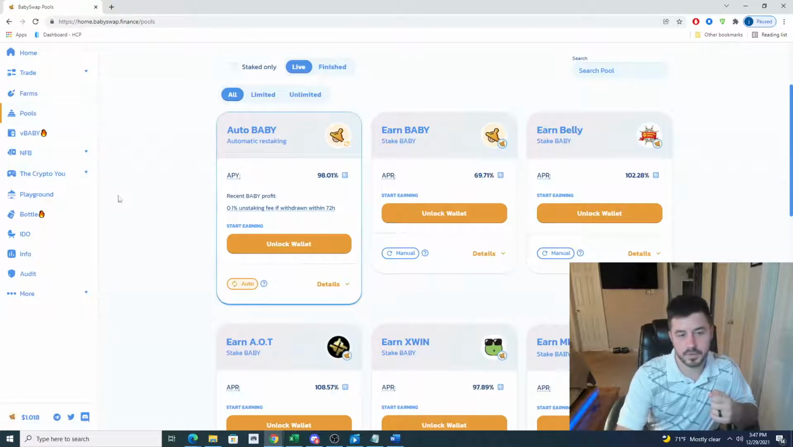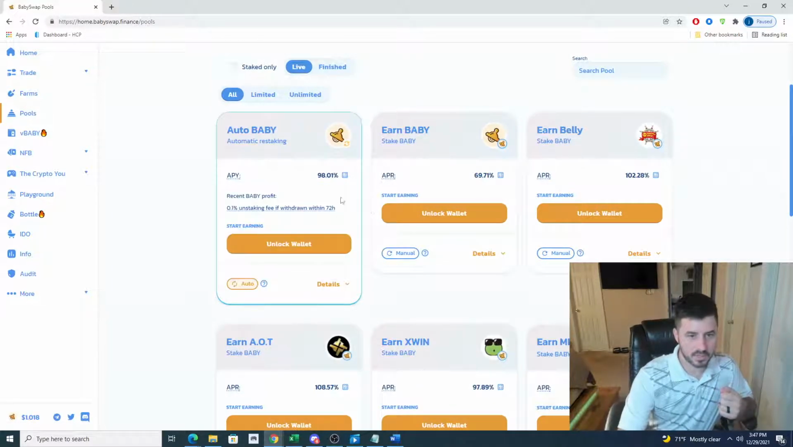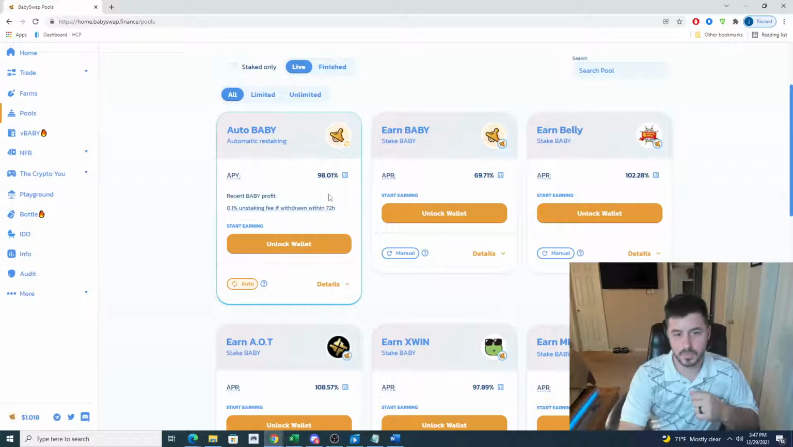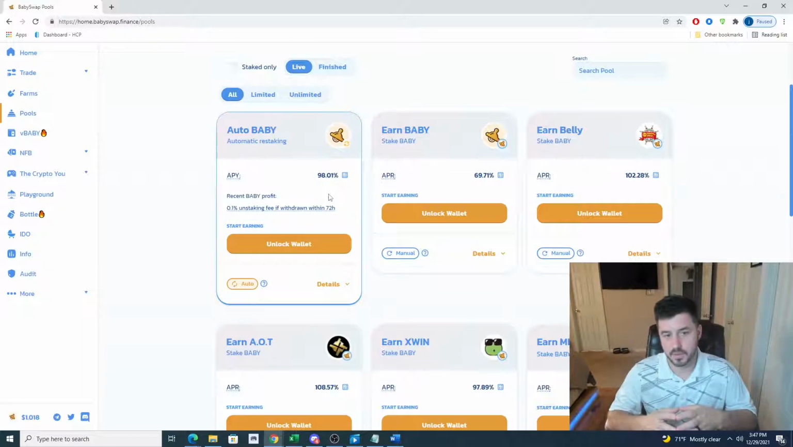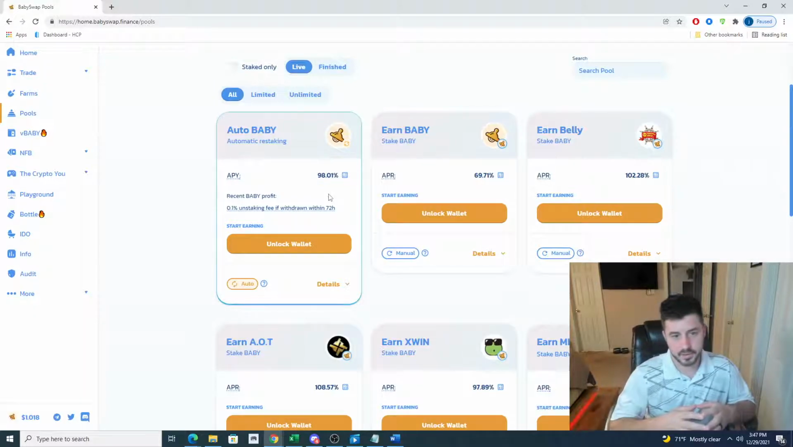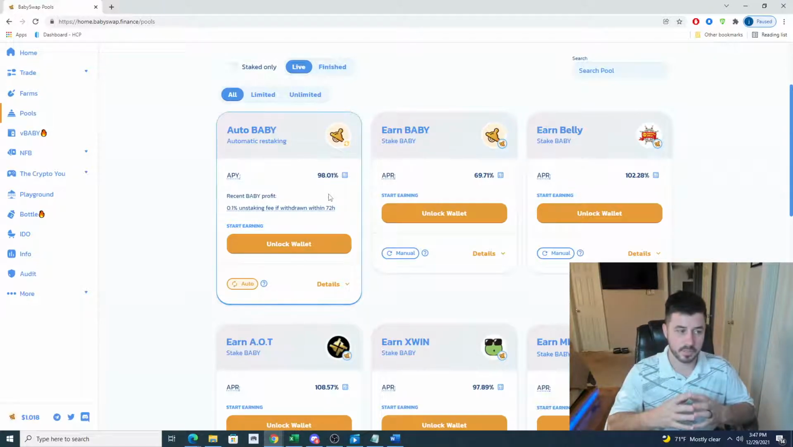Pool, on the other hand, as you can see, the interest rate in pools is a lot different. It's a lot lower, and the idea of a pool is you want to take one currency and put it in what we call staking, which is you're taking a position on BabySwap. It's like a savings account.